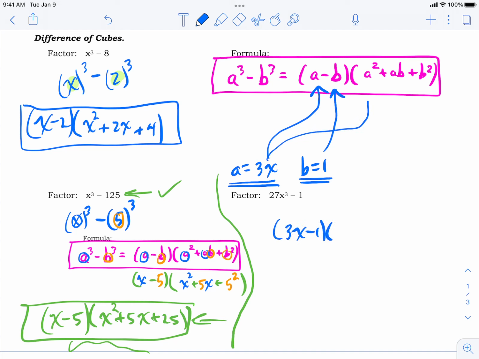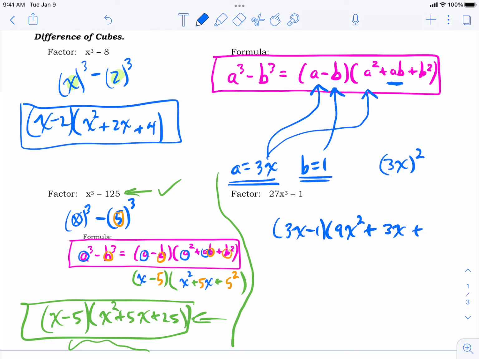Now, put the 3x here. Now you have to square the 3x. Squaring the 3x makes it a 9x squared. Be careful about that. Plus, and now I'm supposed to take the a times the b, which means the 3x times the 1, which is 3x.